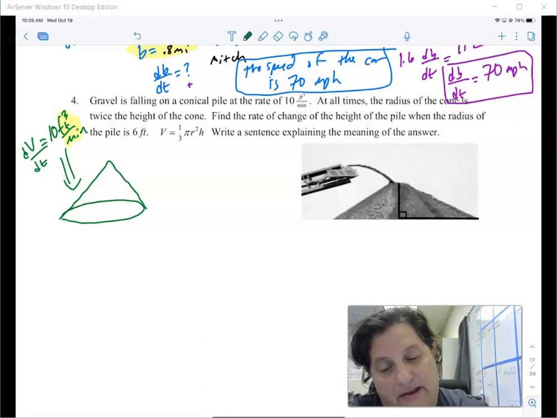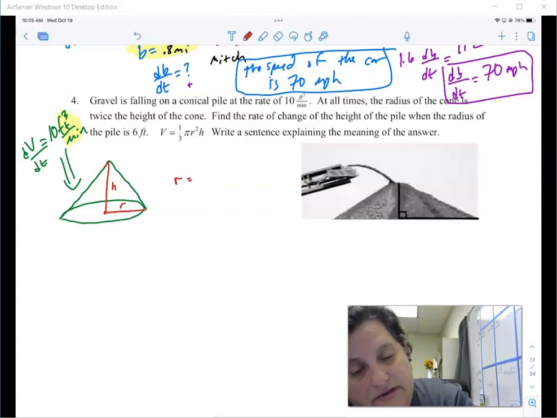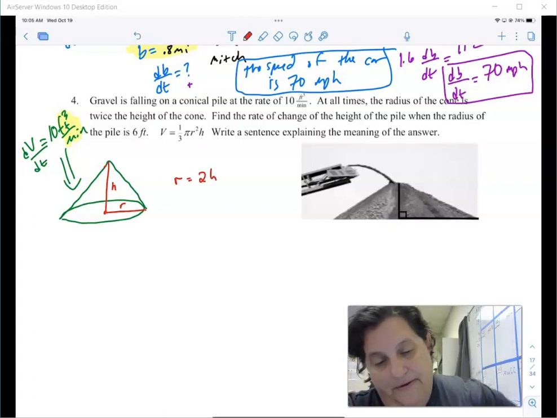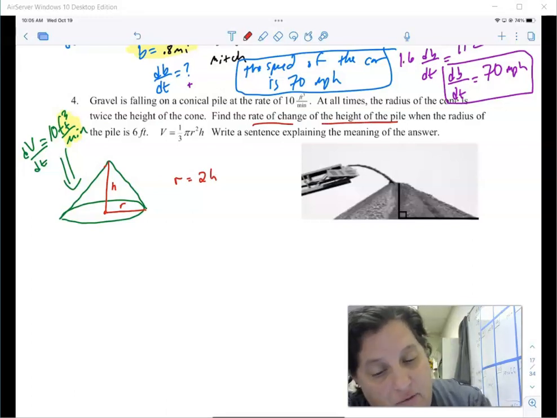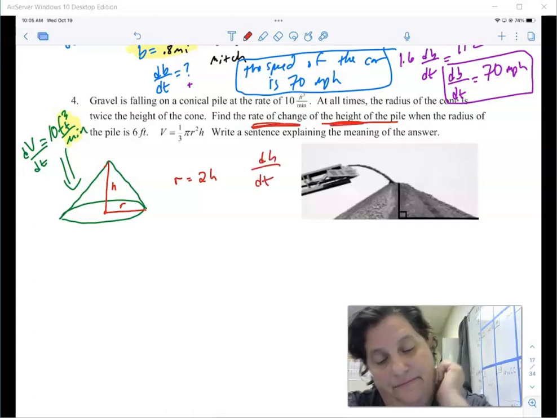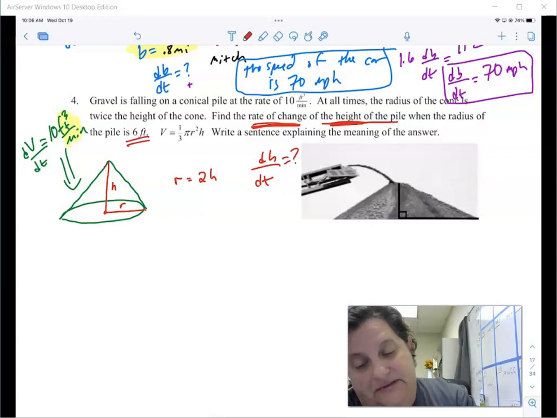At all times, the radius is twice the height of the cone. Okay, so as it's falling, here's the height, here's the radius. So at all times, radius is twice the height of the cone. All right, find the rate of change of the height of the pile. What am I looking for? When it says find, I want you guys to write that down. Rate of change, that means it's going to be a d something dt, of the height. So that's what I'm looking for, dh/dt, when the radius is 6.